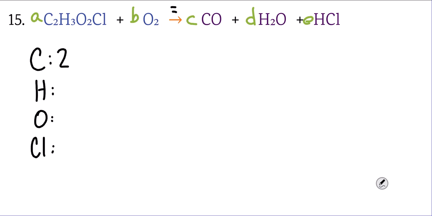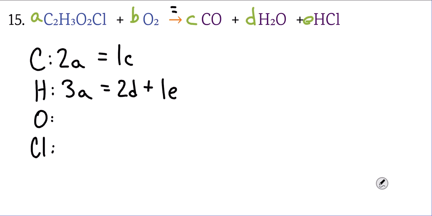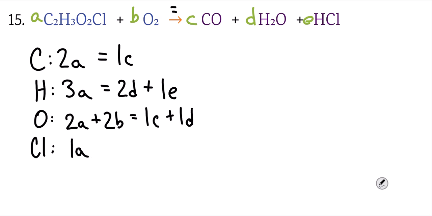There are 2 carbons associated with A and 1 associated with C. There are 3 hydrogens associated with A, 2 with D, and 1 with E. There are 2 oxygens associated with A, 2 with B, 1 with C, 1 with D, and none with E. The chlorines occur only with A and E. This shows us that A and E are equal to one another.